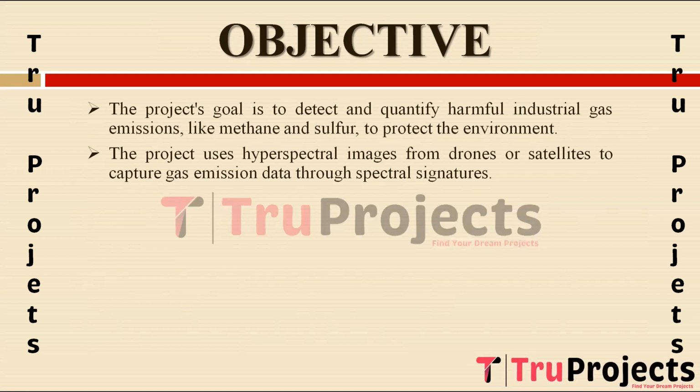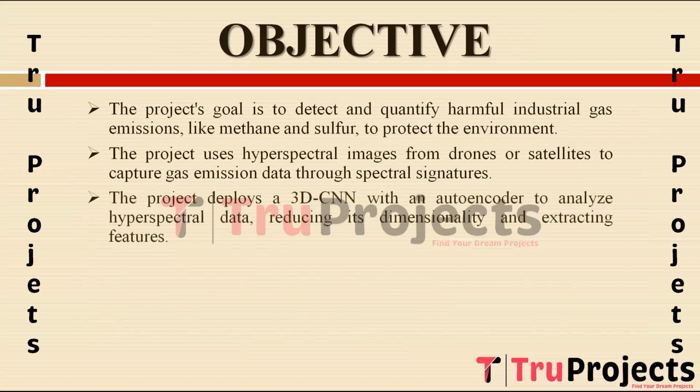The project employs a 3D convolutional neural network (3D CNN) with an autoencoder architecture. This combination of techniques is used to process hyperspectral data. The 3D CNN can handle the complex 4D data, and the autoencoder extracts essential features while reducing data dimensionality.